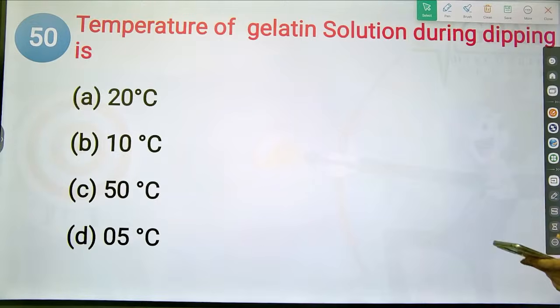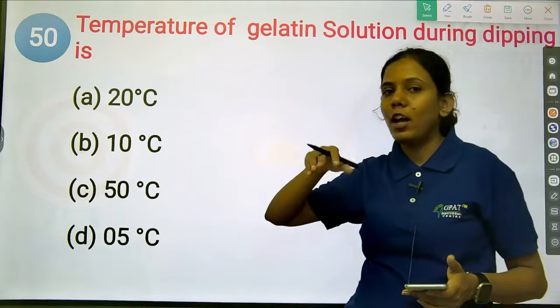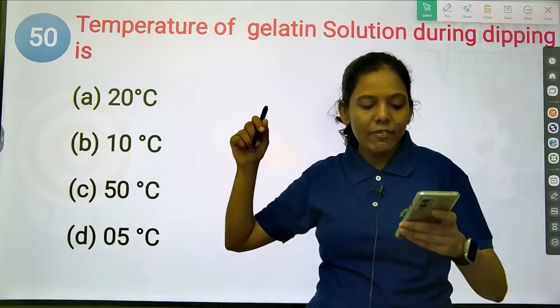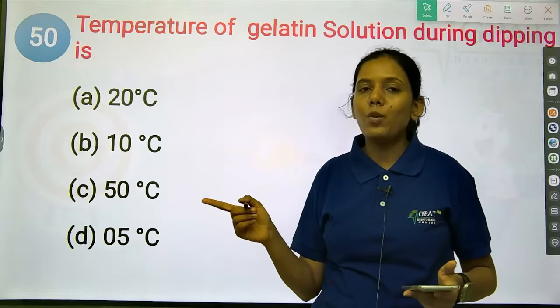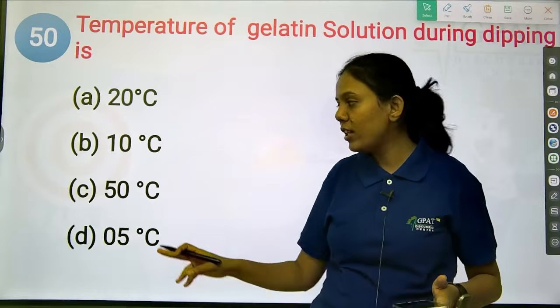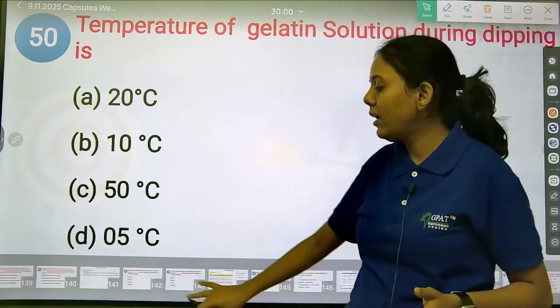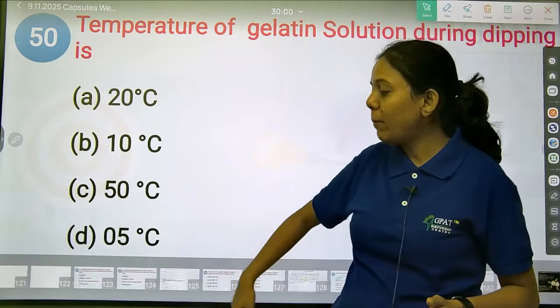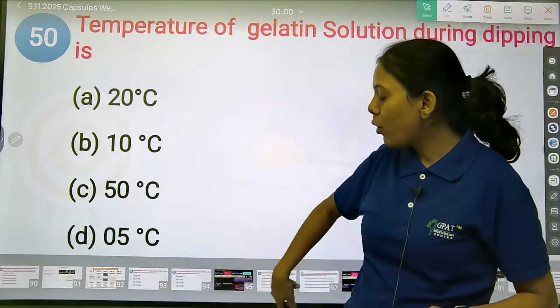Chalo, next is temperature of gelatin solution during dipping is how much? 20 degrees Celsius, 10 degree, 15 and 5. Dipping means, as I told you, temperature of gelatin they are asking, not the temperature of the pins. If they ask you temperature of the pins, that is 22 degrees Celsius. If they ask you temperature of the gelatin solution, that is 50 degrees Celsius. Because at this temperature only it will be liquid, otherwise it will become solid, right? So that was all about your 50 questions.